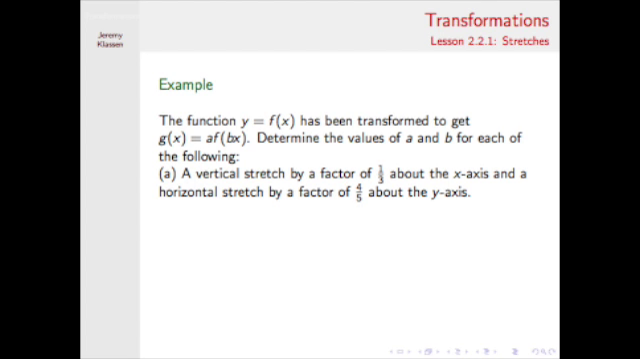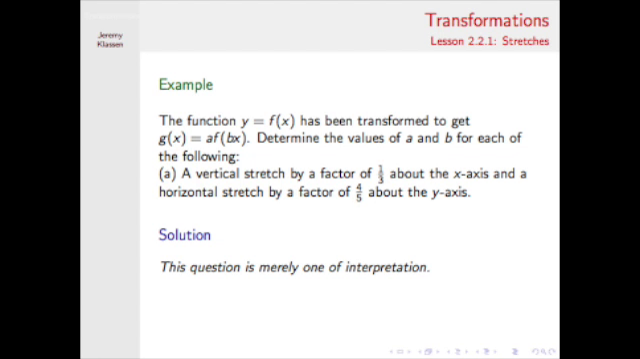This next example says that the function f(x) has been transformed to get g(x) = a times f(bx). And we're supposed to determine the values of a and b for each of the following. So here's our first scenario. There's been a vertical stretch by a factor of 1/3 about the x-axis and a horizontal stretch by a factor of 4/5 about the y-axis.